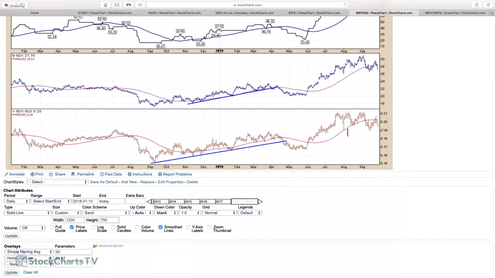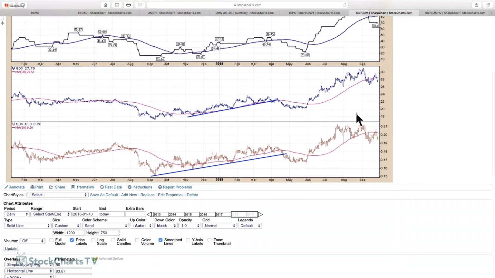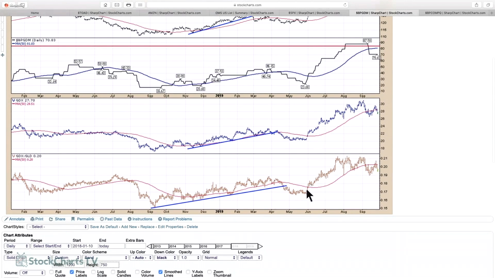And then the gold miner ratio, typically, you can see when this was trending up, this was a pretty good clue that the gold miners were outperforming gold. That's what that line tells you. And when it's starting to run up, that's a nice place to be on board. We usually see that trend.